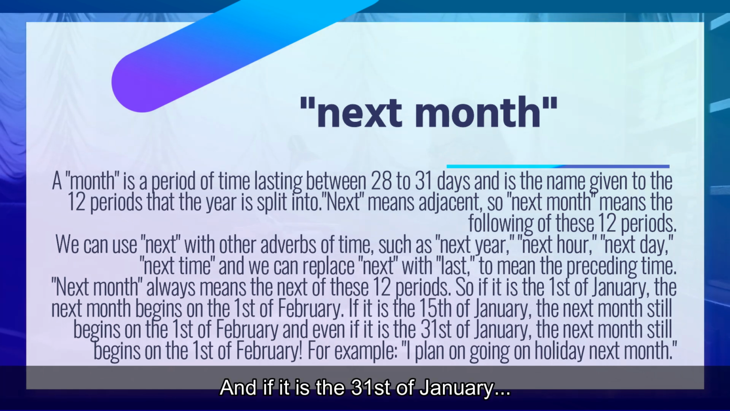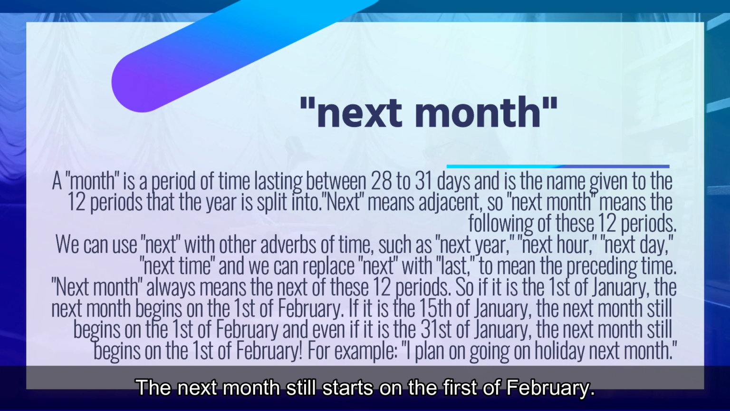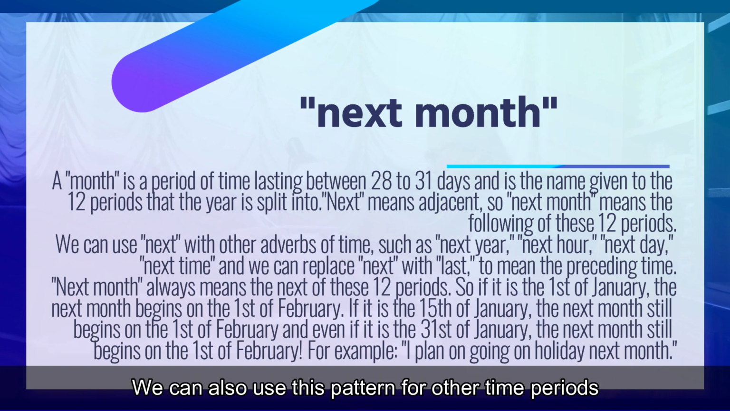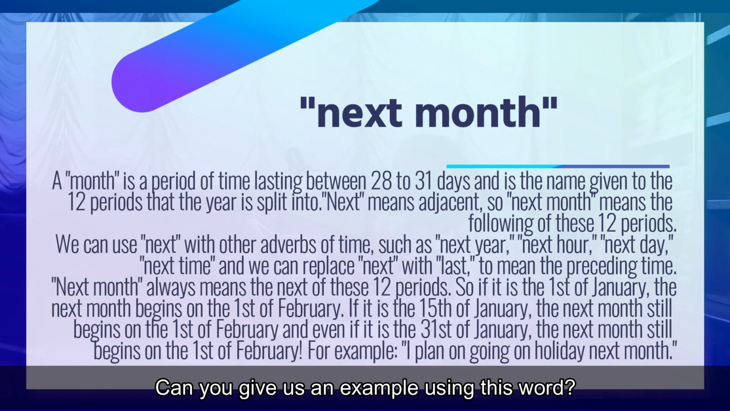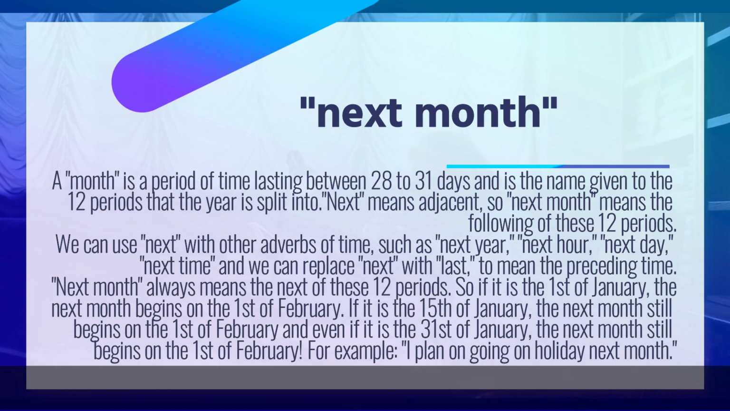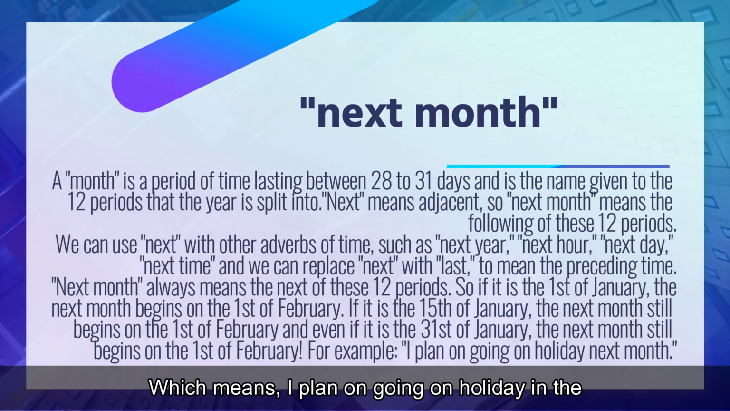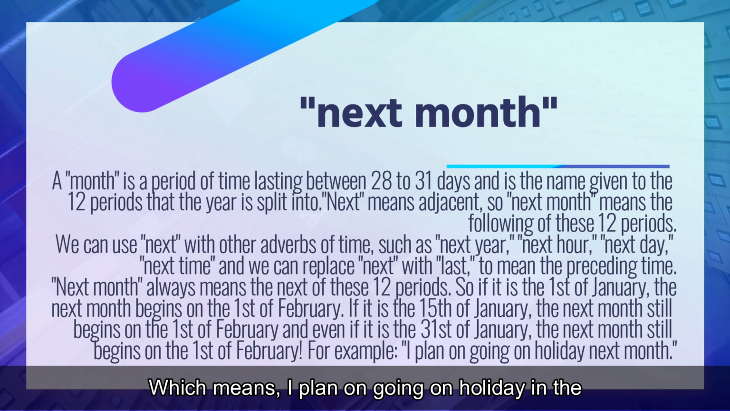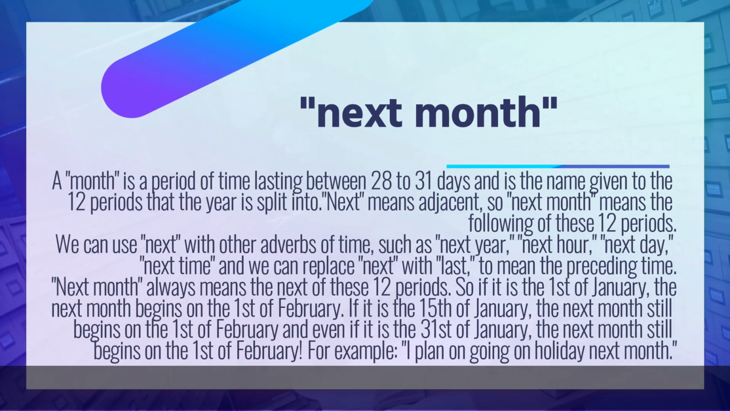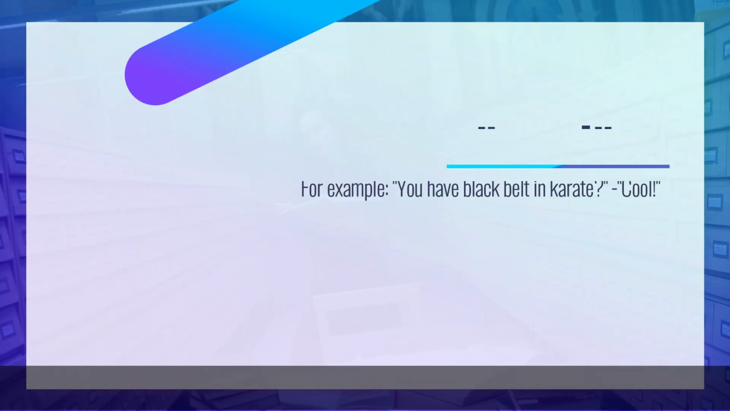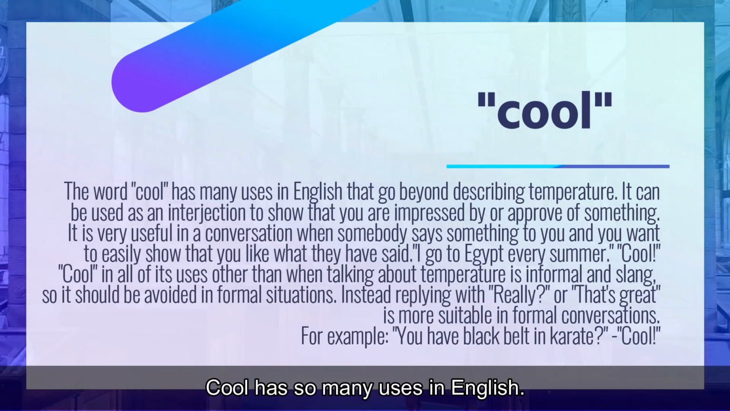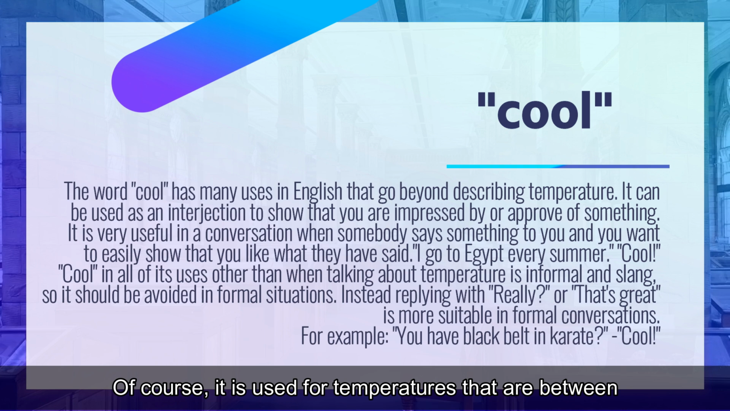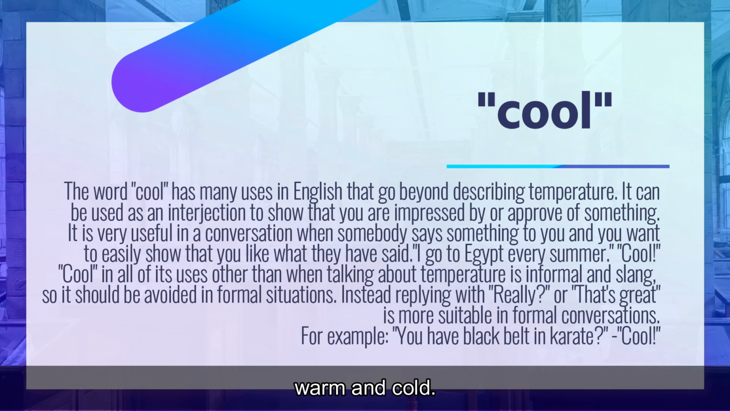And if it is the 31st of January, the next month still starts on the 1st of February. We can also use this pattern for other time periods such as next year or next week. Can you give us an example using this word? Sure. For example, you can say, I plan on going on holiday next month. Which means I plan on going on holiday in the next of the 12 periods. Okay, what's the next word? Cool, meaning impressive or good. Cool has so many uses in English. Of course, it is used for temperatures that are between warm and cold.